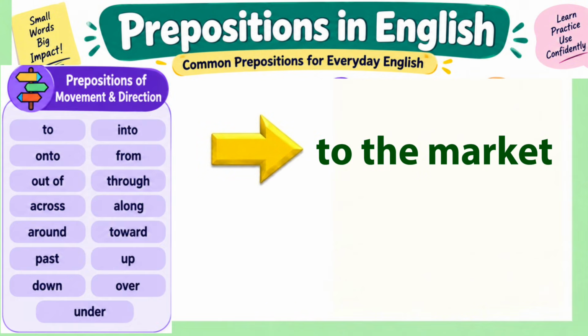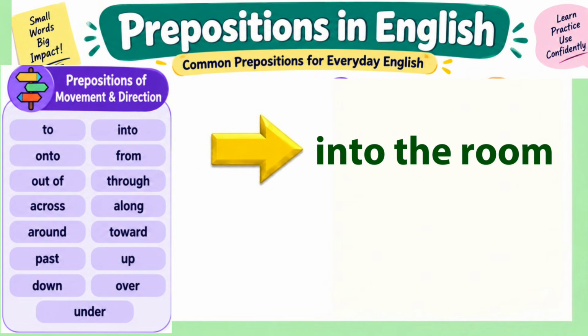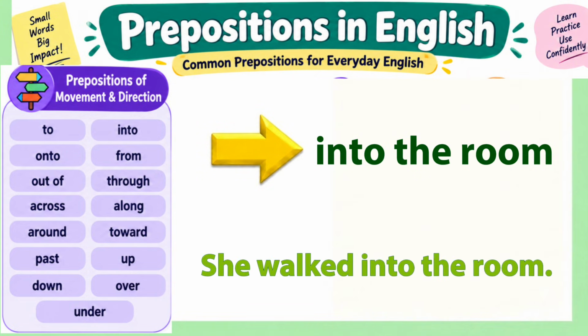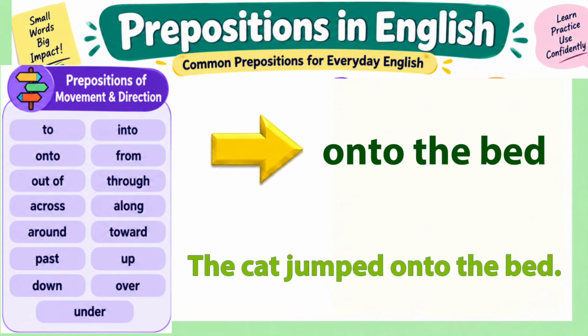3. Prepositions of movement and direction. To. For example, to the market. We are going to the market. Into. For example, into the room. She walked into the room. Onto. For example, onto the bed. The cat jumped onto the bed.